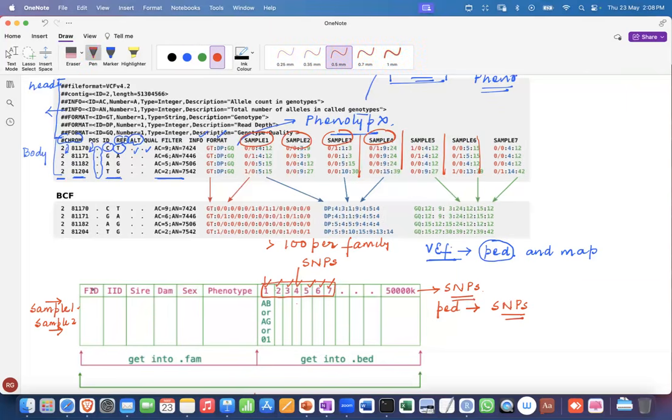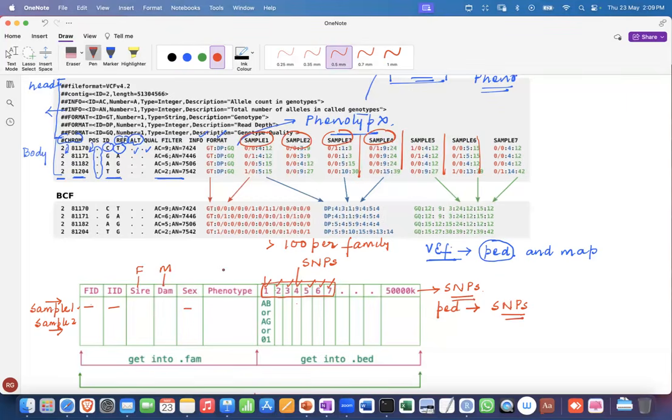So now each sample will have a family ID here. It will also have an individual ID here. And for that sample, you'll have a sire and dam. When you say sire, it is the father. When you say dam, it is the mother. And you also have the sex of that particular sample.